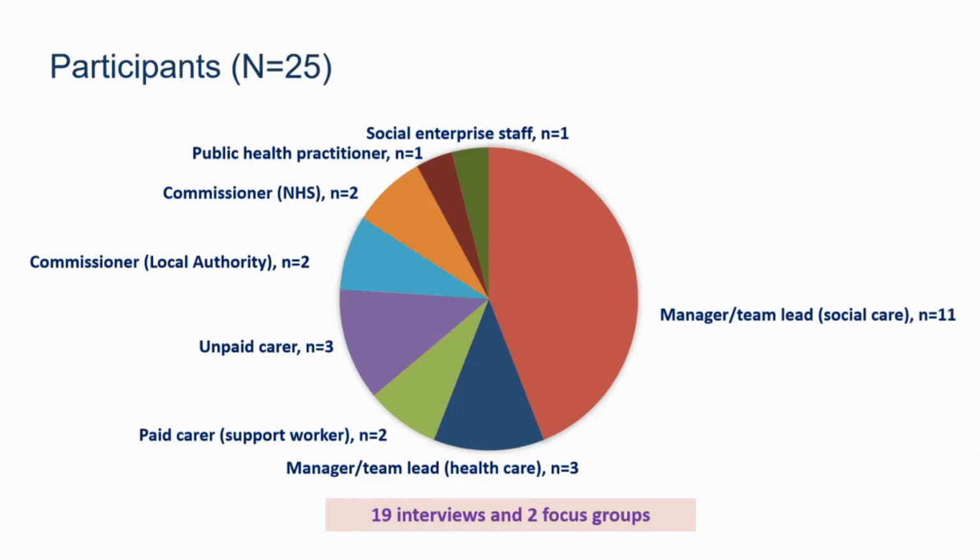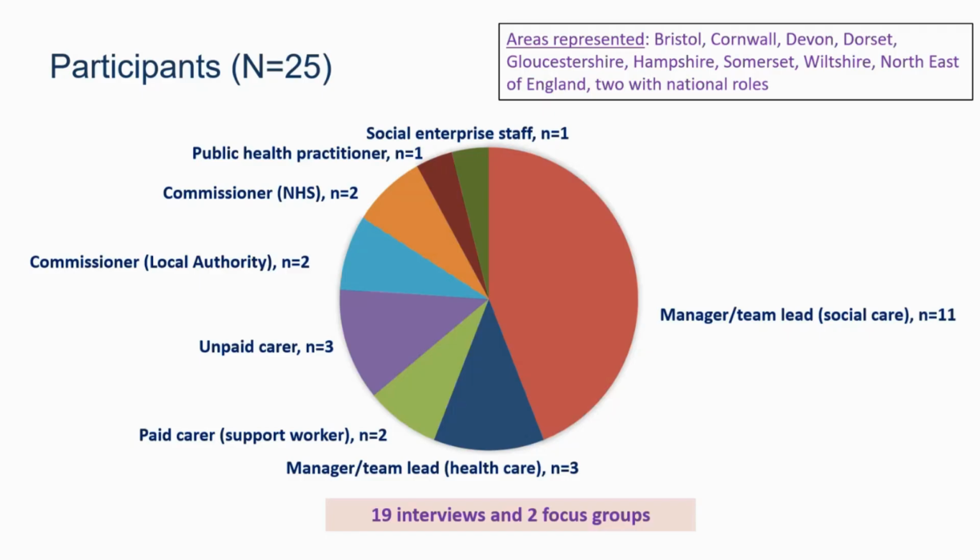There were a total of 25 individuals who took part in our research, across 19 interviews and 2 focus groups. We had quite a range of participants. The biggest group included social care managers, but we also spoke to healthcare managers, paid and unpaid carers, both NHS and local authority commissioners, a public health professional and social enterprise staff. We had people from across the Southwest, from both urban and rural areas. We also had some individuals from the northeast of England and 2 individuals who held national roles.